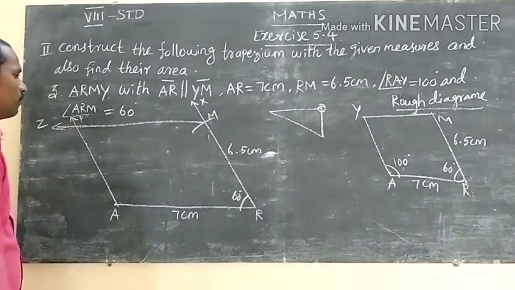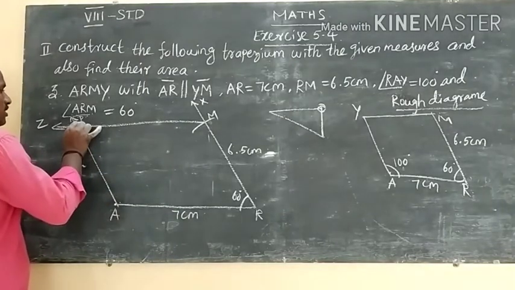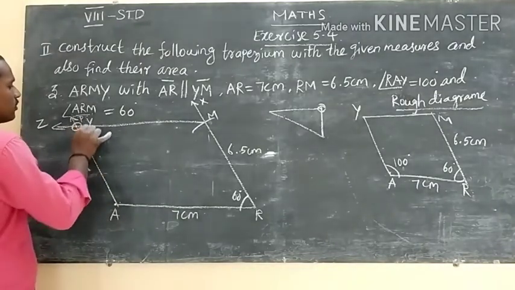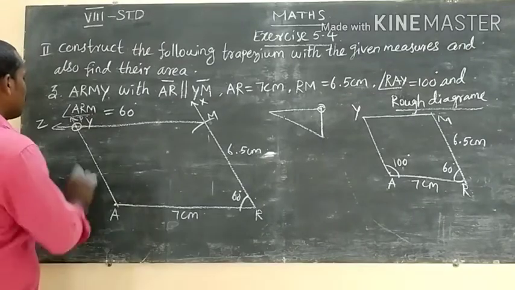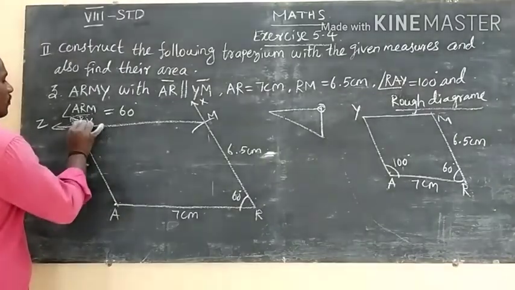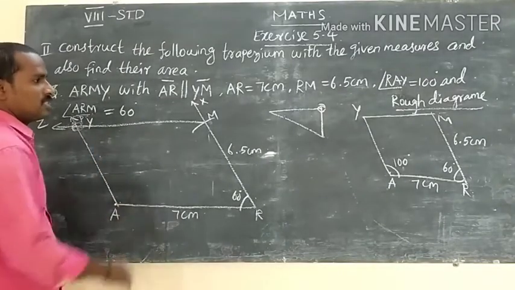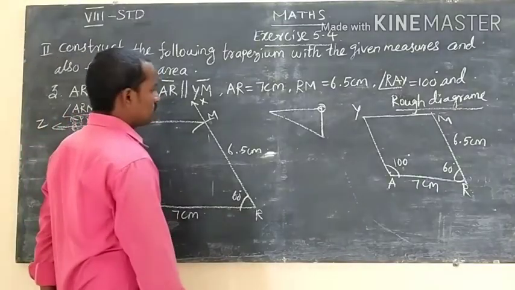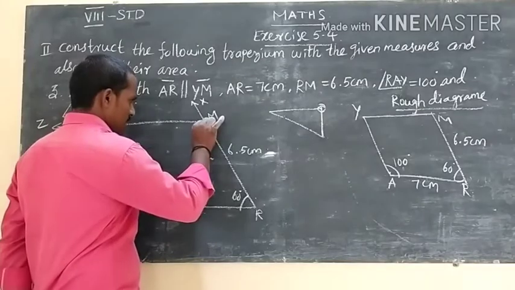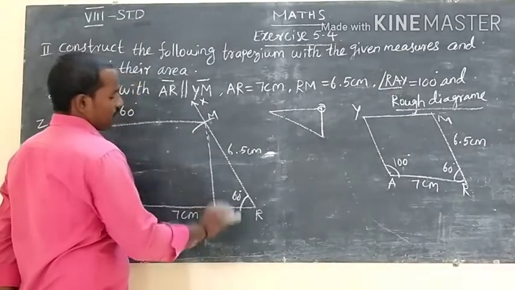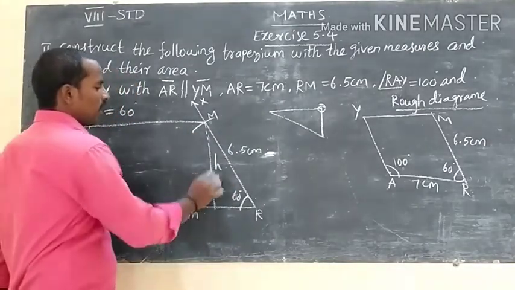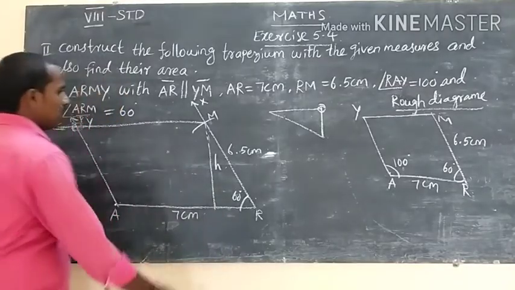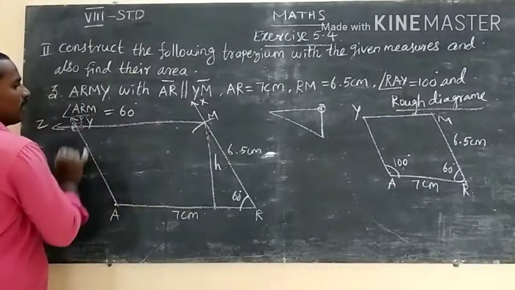The two rays intersect at Y. Now we get the rectangular trapezium. Then draw the height using the set square. Here, draw the height, then measure the height value and also measure the AM value.